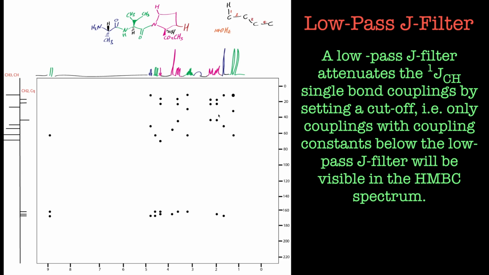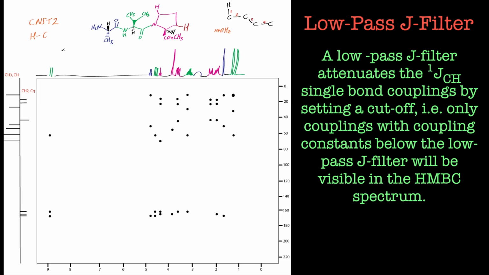The low pass J filter is usually built into the parameter set when you run this experiment, but there will be a parameter, usually called constant 2 or something like that. If you look in the pulse program, you'll see something like that. This might vary. This is more Bruker terminology, but if you're operating different machines, you might see different parameters. Look for the one that can vary, and that will be the single bond coupling constant.